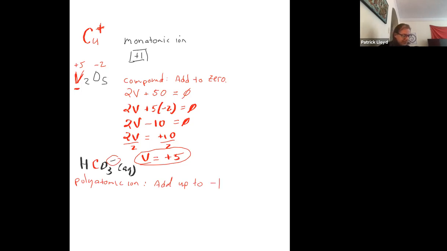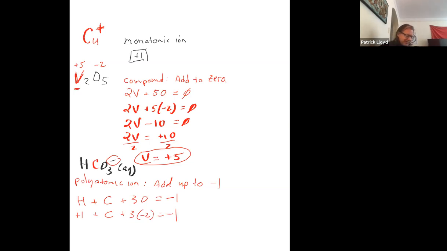So what I'm going to do is I'm going to break this down algebraically. 1 hydrogen, 1 carbon, 3 oxygens. It's got to add up to -1. Okay. Doesn't matter how many you have in there, but you do have to know some of them. So we do have a rule for hydrogen. The rule for hydrogen is +1. We do have a rule for oxygen, it's -2. That's got to add up to -1.